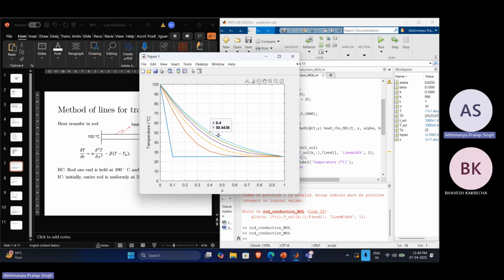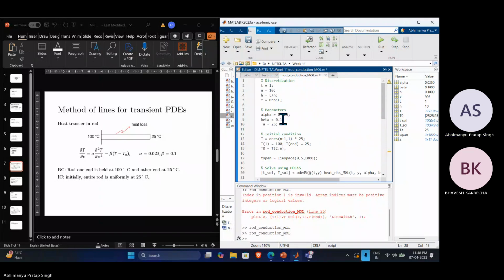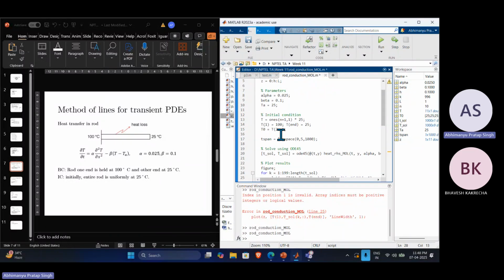So finally we get this blue line at t is equal to 5 seconds. Okay, and I can even run it for a longer duration. I run it for 10 seconds.